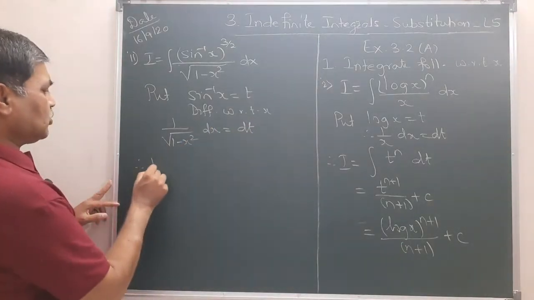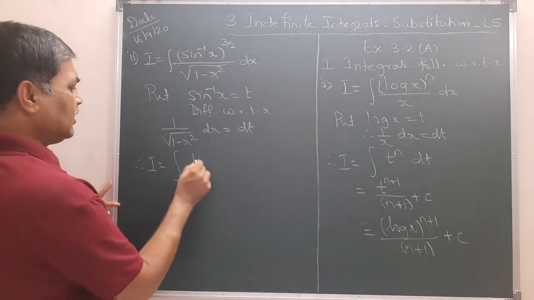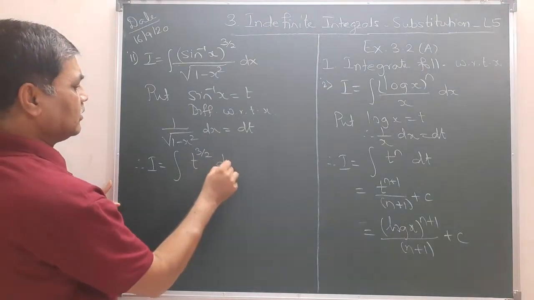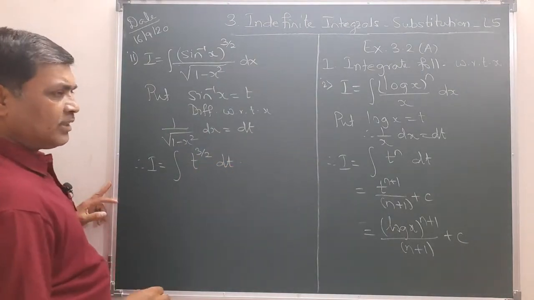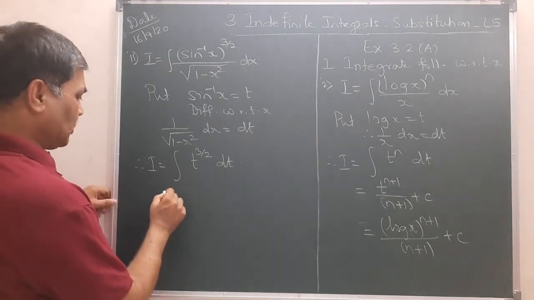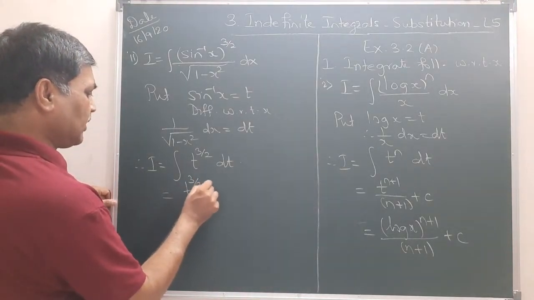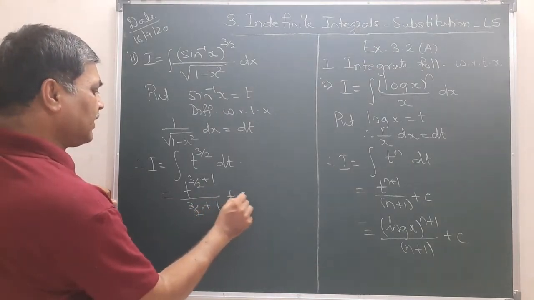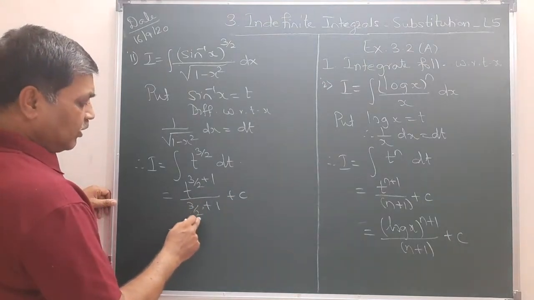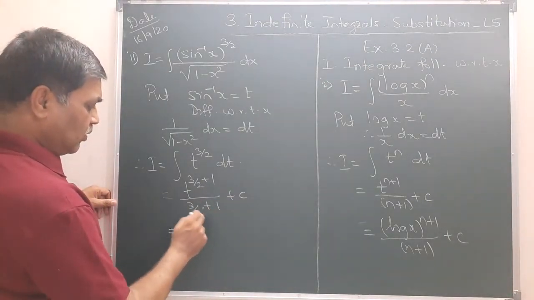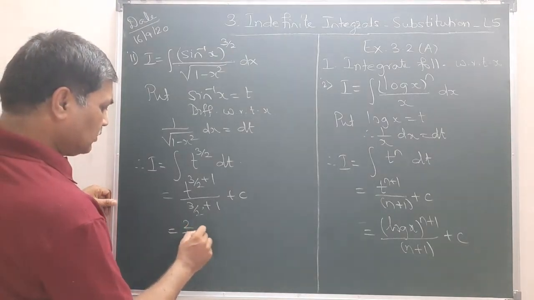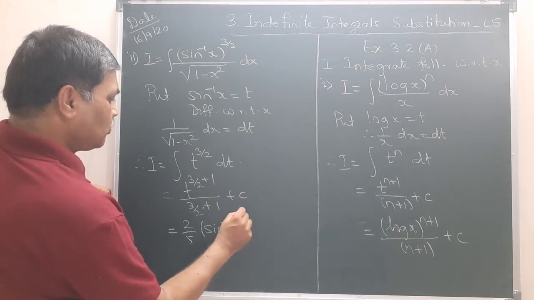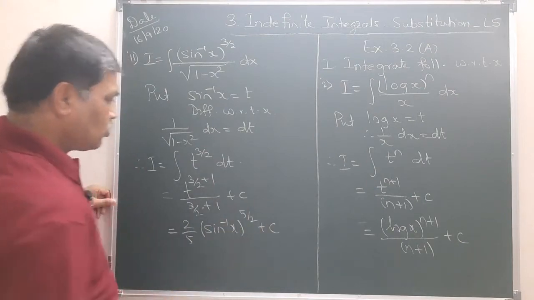With this substitution, I is the integral of t raised to 3 by 2 dt. Again, the integral of t raised to n is t raised to n plus 1 upon n plus 1. So we get t raised to 3 by 2 plus 1 upon 3 by 2 plus 1. Simplifying, 3 by 2 plus 1 is 5 by 2, and the reciprocal of 5 by 2 is 2 by 5. With t as sin inverse x, the answer is 2 by 5 (sin inverse x) raised to 5 by 2 plus c, the constant of integration.